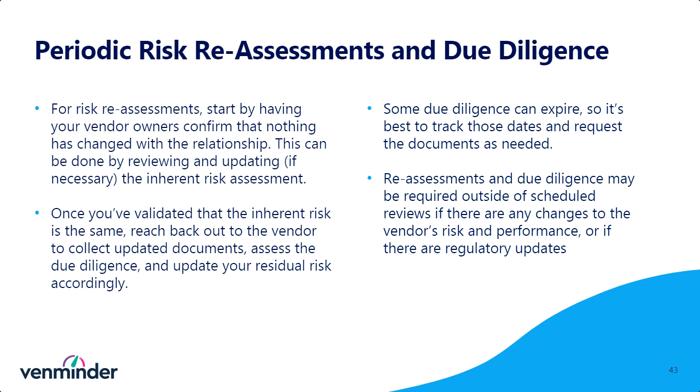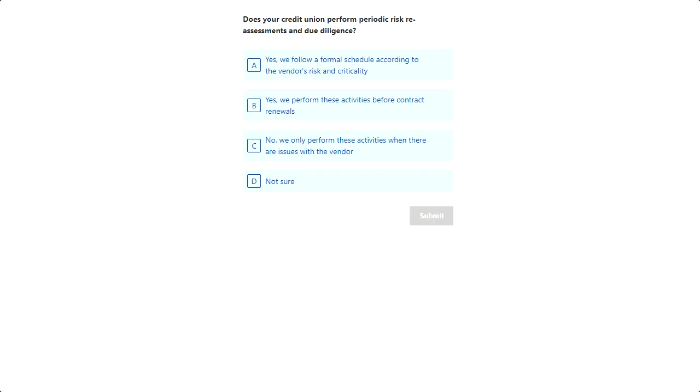And next we have our last poll question of the session. Our next poll question is, does your credit union perform periodic risk reassessments and due diligence? Yes, we follow a formal schedule according to the vendor's risk and criticality. Yes, we perform these activities before contract renewals. No, we only perform these activities when there are issues with the vendor, or not sure.